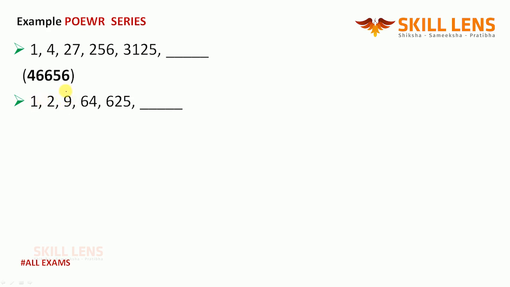Guys, can I write this as 3 square, this as 4 cube, and this is going to be 5 power 4? So 5 power 4, 4 cube, 3 square. So n to the power of n minus 1. Can I say this is 2 power 1, and this is 1 power 0? So 1 power 0 is 1, 2 power 1 is 2, 3 square is 9, 4 cube is 64, 5 power 4 is 625.